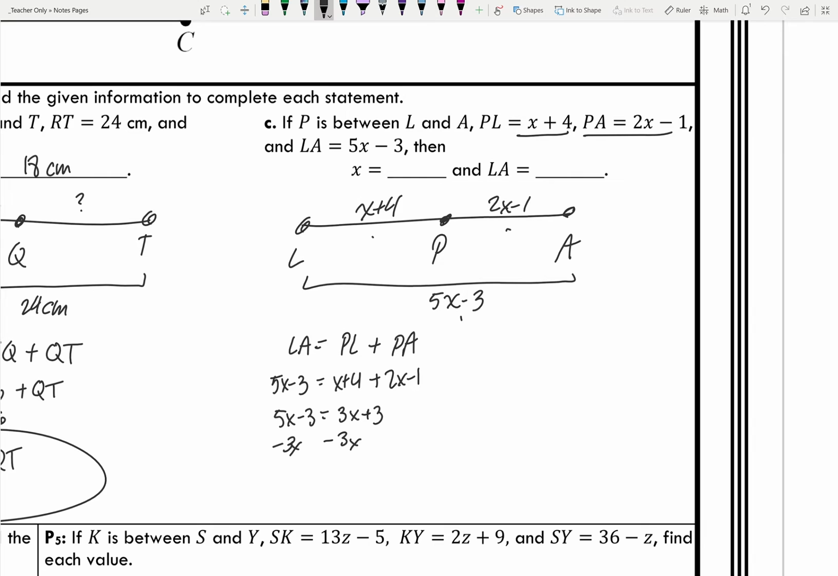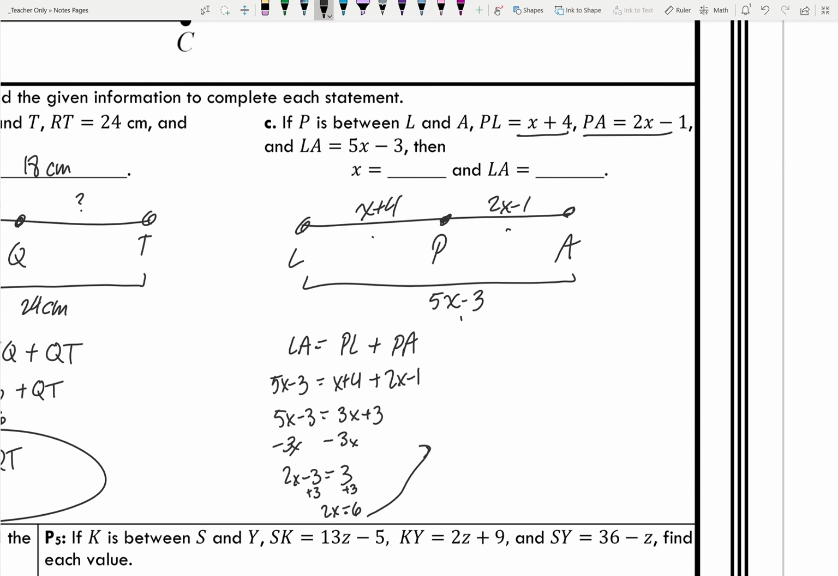That'll give me 2x minus 3 is equal to 3x. Oh, nope, that's not what I meant. Excuse me. That tells me 2x minus 3 is equal to 3. Sorry. And then I'm going to add 3 to both sides. So 2x is equal to 6.